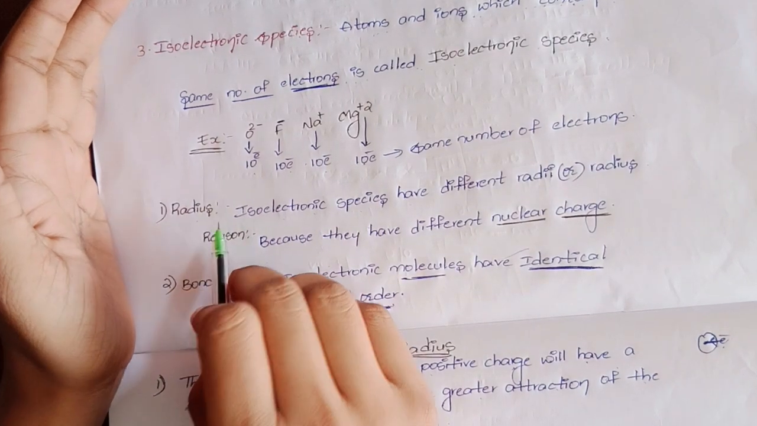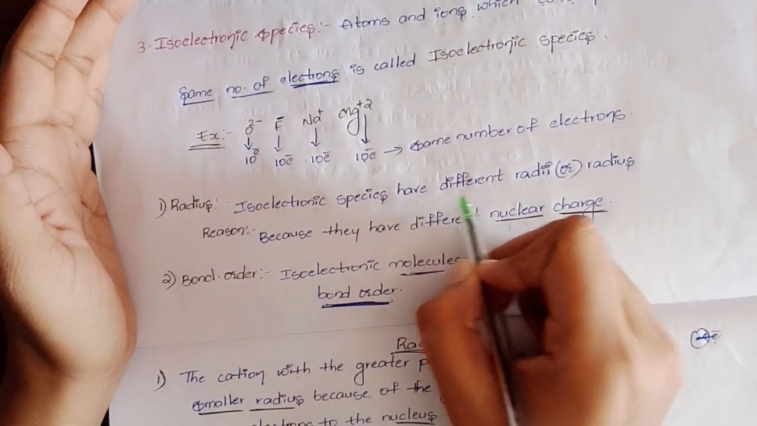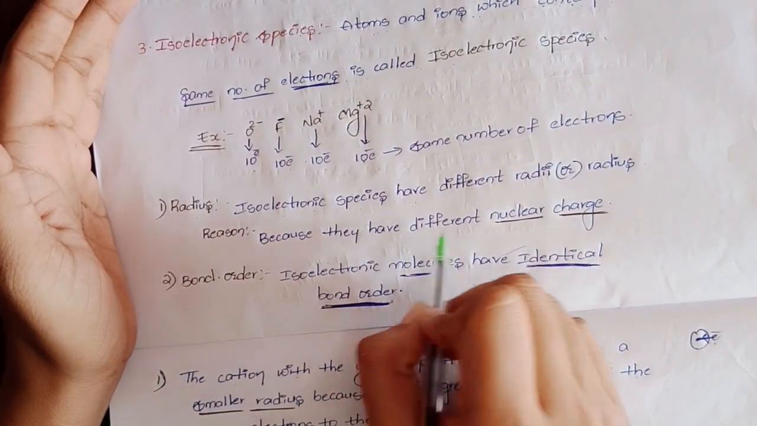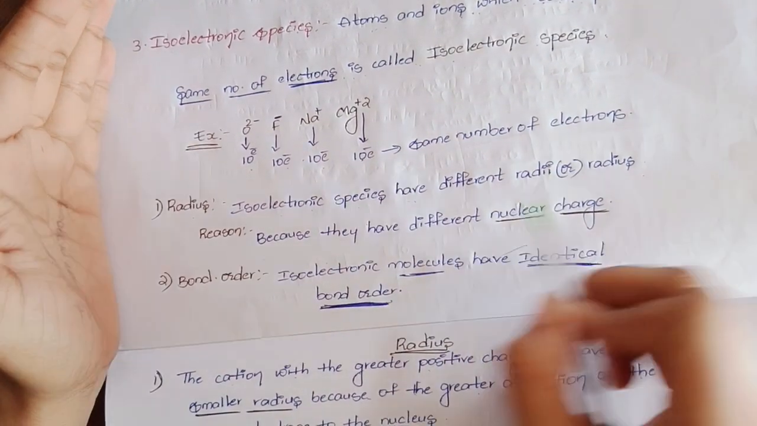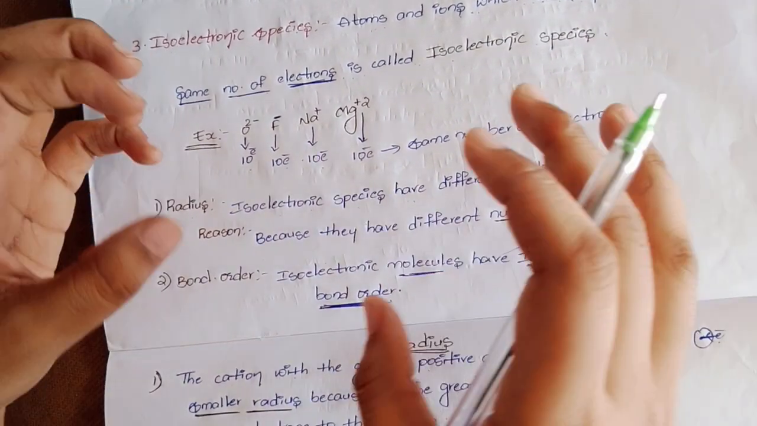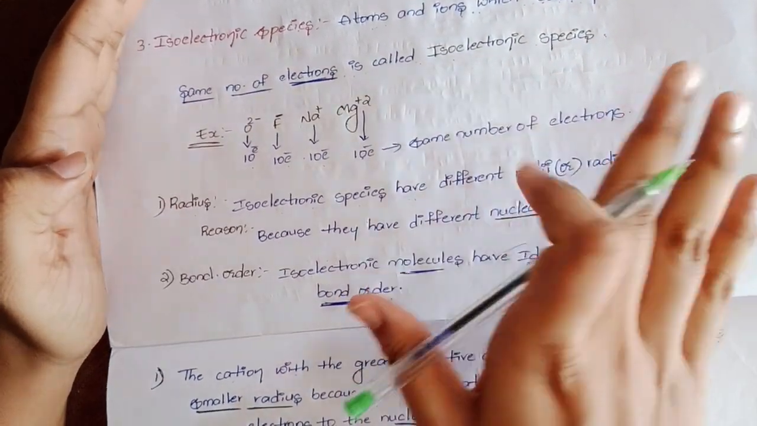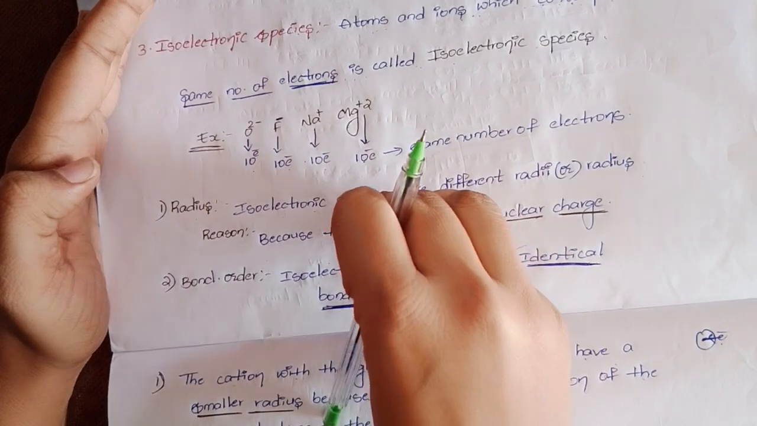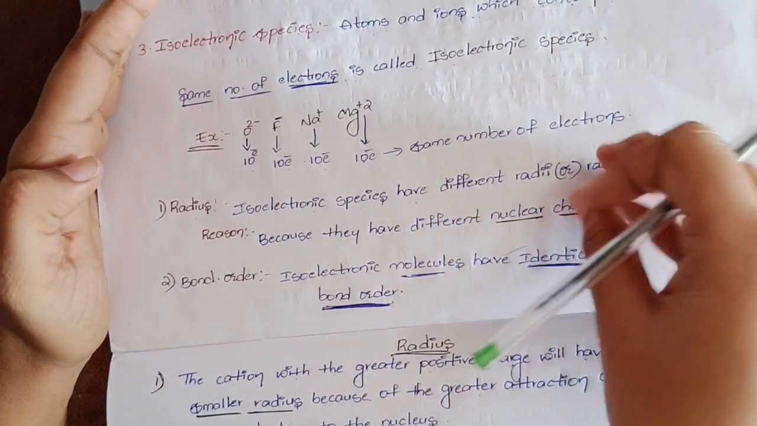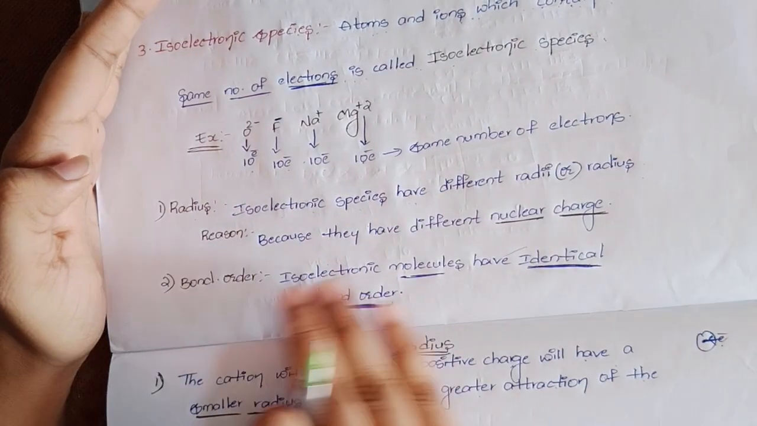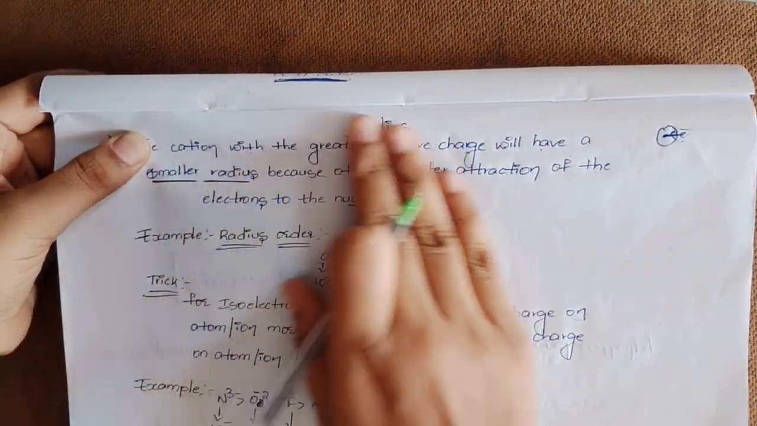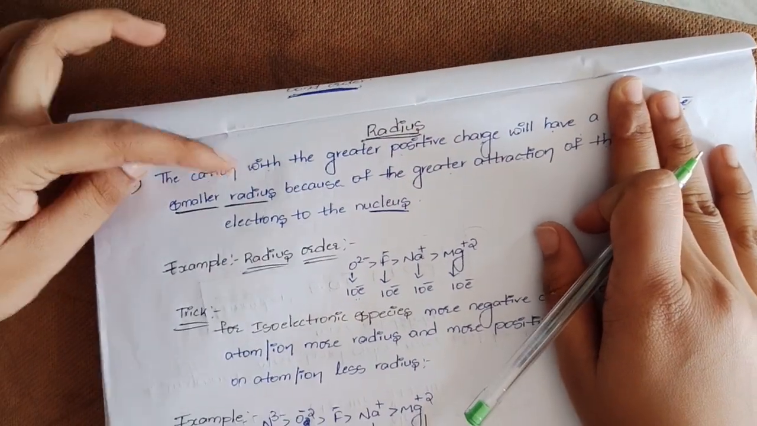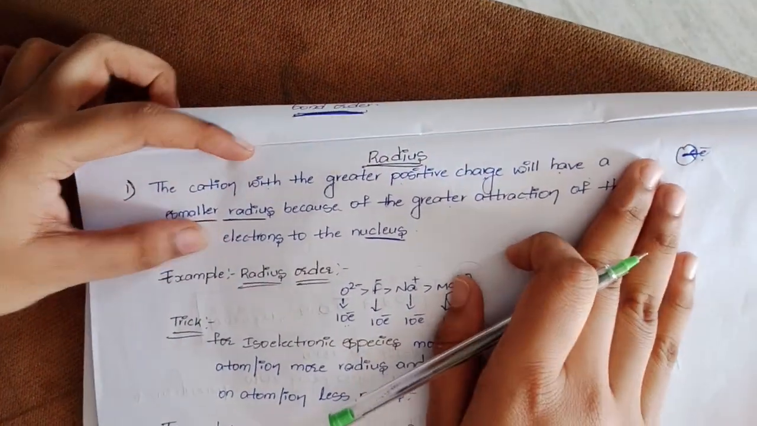First, radius. Isoelectronic species have different radius because they have different nuclear charge. Listen, isoelectronic species have different radius. Why? Because they have different nuclear charge. Friends, we know that isoelectronic species means having the same number of electrons. Even though they have the same number of electrons, they have different radius because of different nuclear charge. And bond order: isoelectronic molecules have identical bond order. I will explain why they have different radius even though they have the same number of electrons. How radius differs in isoelectronic species and the reason, I will explain now.